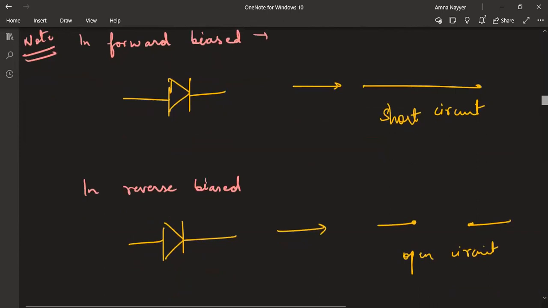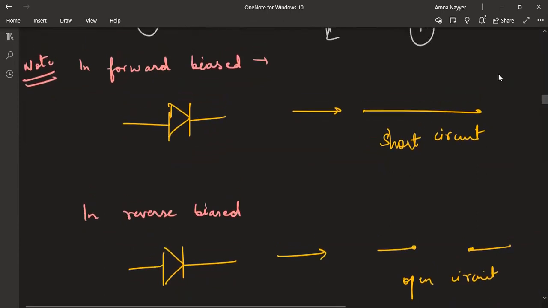Then I'll show you some graphs and rectifiers. Then the lesson is over.